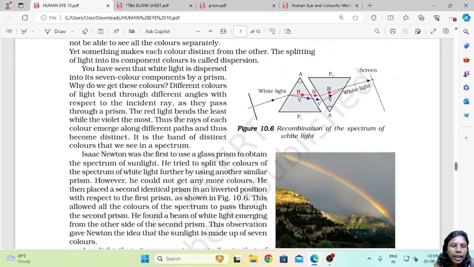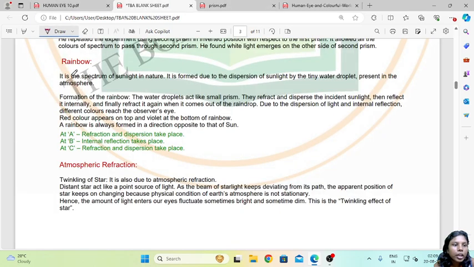Now let's look at what a rainbow is. It is a spectrum of sunlight in nature. It is based on a similar concept of dispersion of light. It is formed due to dispersion of sunlight by tiny water droplets. When we spoke about dispersion of light, we took the example of a glass prism. Now, instead of a glass prism, we have water droplets, which act as the medium for dispersion, and they are present in the atmosphere.